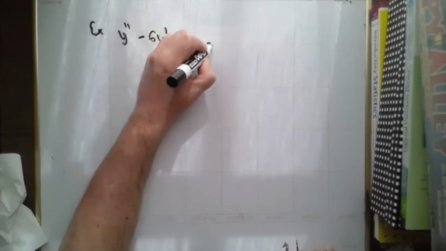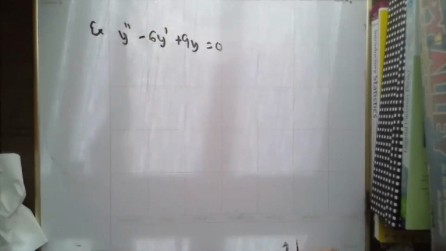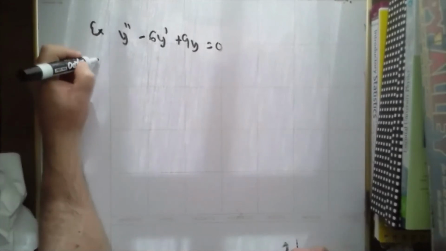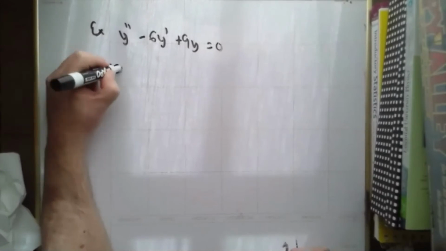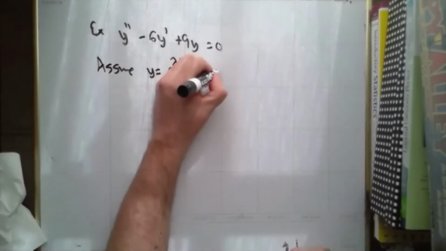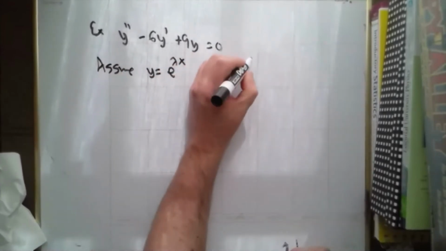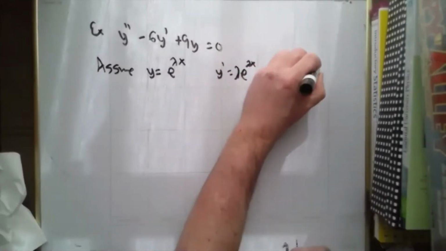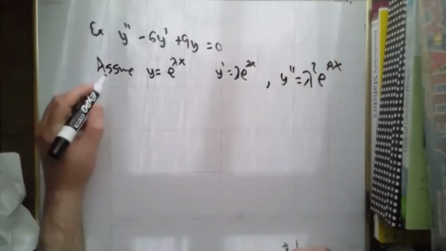Okay, let's do one with a repeated solution. Let's say we have y double prime minus 6y prime plus 9y equals 0. Okay, so I'll write it out again, but really we could just skip to the characteristic polynomial. We assume y equals e to the lambda x. So y prime is lambda e to the lambda x, and y double prime is lambda squared e to the lambda x. Plugging everything in.